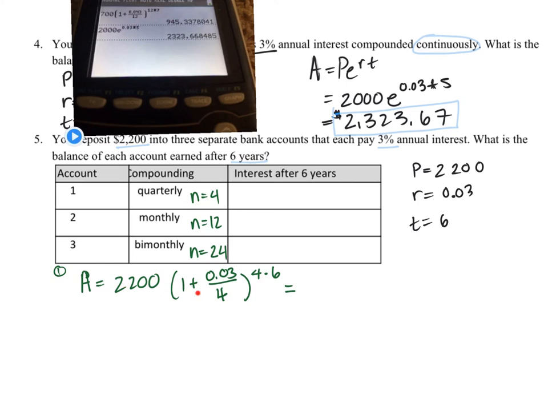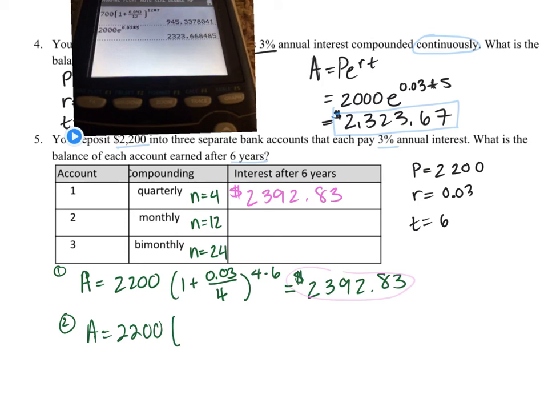So when I type all of this in here, I get $2,392.83. So that's how much money I made the first time. So in bank number 1, I made $2,392.83. That's when you compound quarterly. Let's see what I get when I compound monthly. So every month I'm making interest. And so I'm going to put in the same values. The only thing that changes is n. So I'm going to change that to a 12 for the denominator and 12 for the exponent.